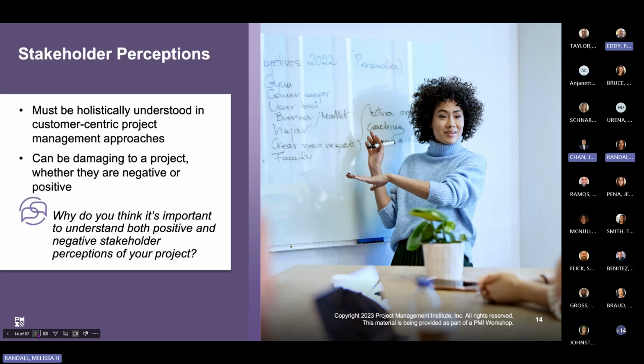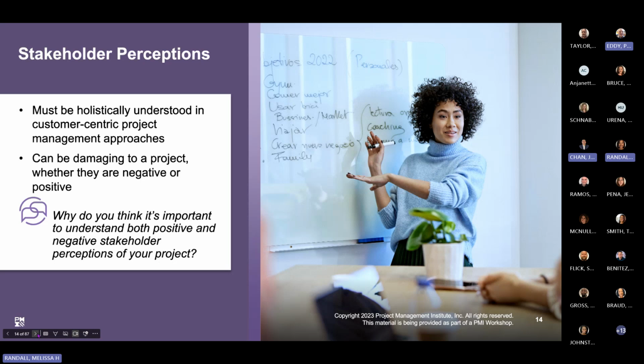Okay, so they must be holistically understood in customer-centric project management approaches. They could be damaging to the project if they are negative or positive, right? So if you had a stakeholder and they were in that, remember we had the grid and we had a couple of names on there that were detractors, right? So if that person is a detractor, they could impede the success of your project, because again, our whole goal is to deliver this project successfully based on what our project sponsor had said that was their number one priority and requirement for us to do.